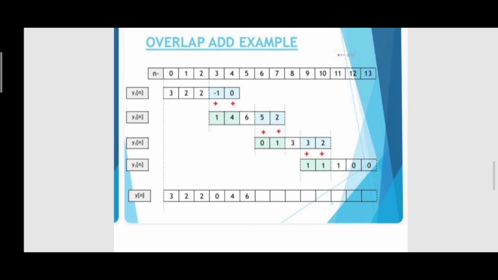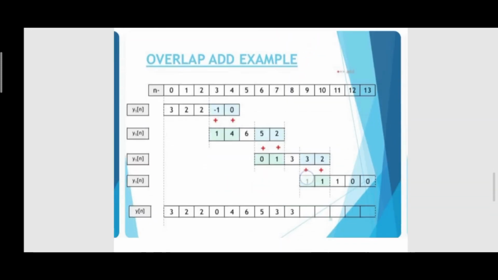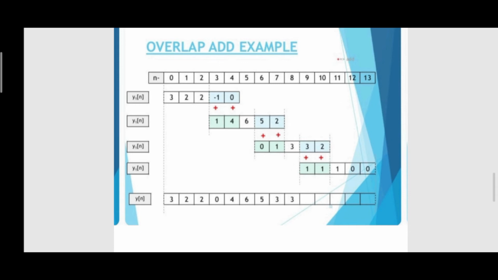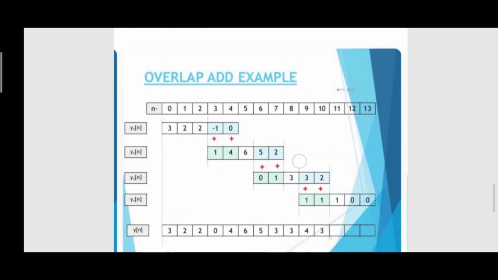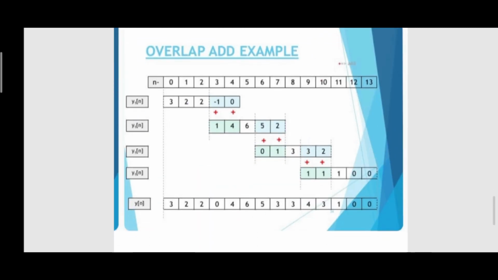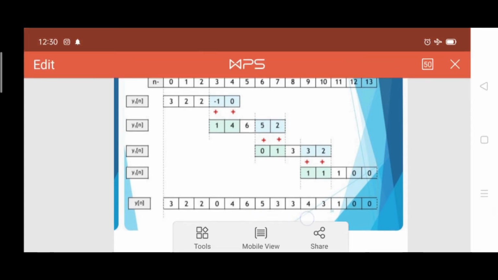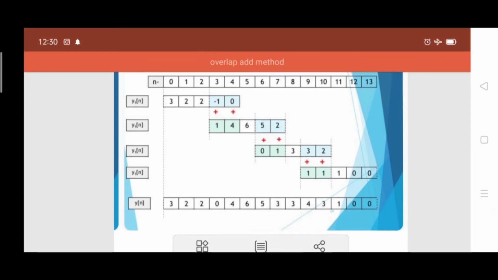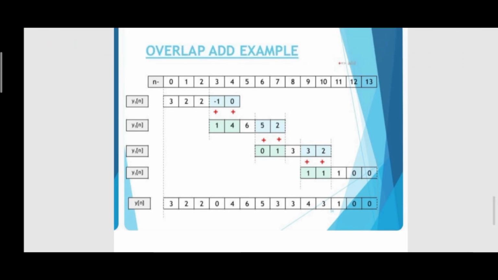Okay, so in this we can get the values as the third stage addition, then the fourth stage addition. So at last we can get the value 3, 2, 2, 0, 4, 6, 5, 3, 3, 4, 3, 1, 1, 0, 0. So this is the convolution value of the two sequences x of n and h of n.